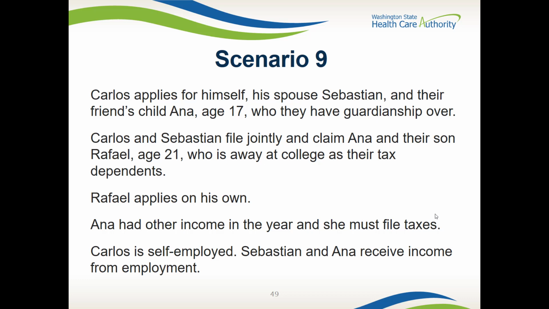Scenario 9. Carlos applies for himself, his spouse Sebastian, and their friend's child Anna, age 17, who they have guardianship over. Carlos and Sebastian file jointly and claim Anna and their son Rafael, age 21, who is away at college, as tax dependents. Rafael applies on his own. Anna had other income in the year and she must file taxes. Carlos is self-employed. Sebastian and Anna receive income from employment.